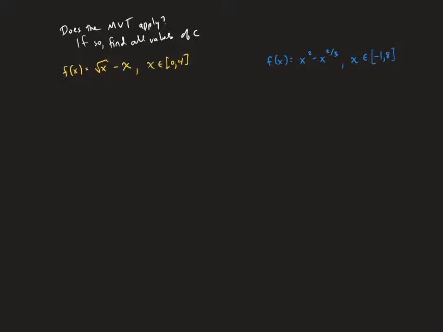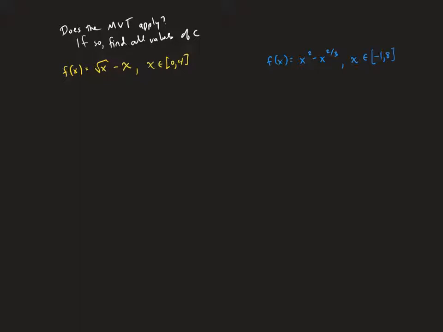Okay, so let's do the simplest kind of mean value theorem problem, one in which basically you're trying to figure out if the mean value theorem applies in the first place, and then if it does, finding the value of C at which the IROC equals the AROC. So I've got two problems here, this yellow problem and this blue problem. So we're going to start with the yellow problem.